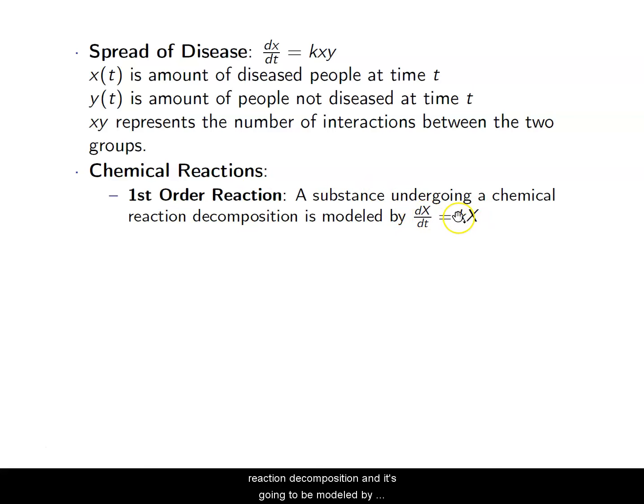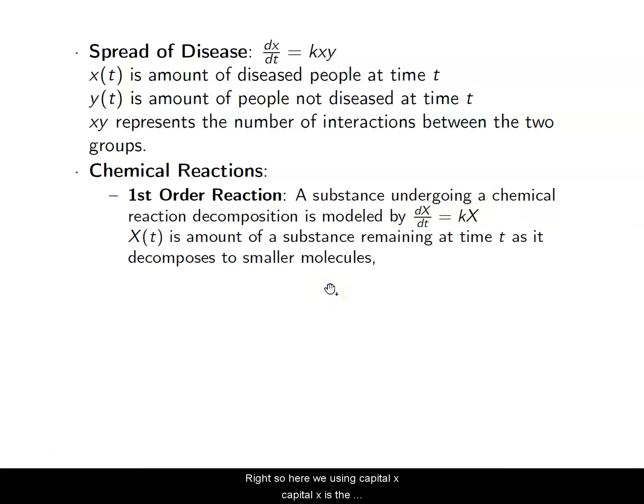and it's going to be modeled by the decay model, right? So again, this is very similar to radioactive decay. You just have some chemical that's decomposing over time. It can be something volatile or something not too volatile. Maybe it's left out into the air and it's disseminating. It's just decaying over time based on time, right? So here we're using capital X. Capital X is the amount of your substance that is remaining at time t as it decomposes to smaller molecules. Here K is negative because this is a decay. It's a decomposition that's going on, right?